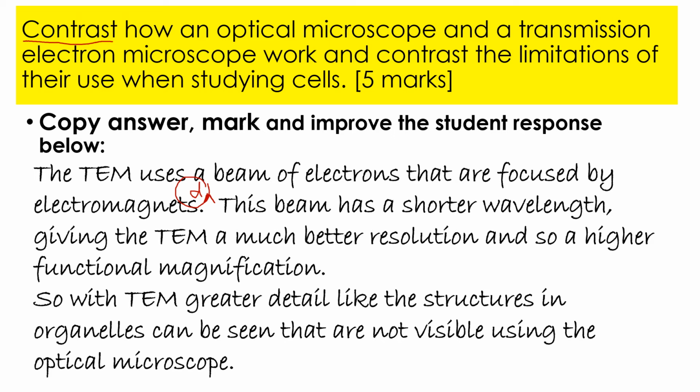This beam has a short wavelength, giving the transmission electron microscope a much better resolution. Now I'm just going to circle that word for you, and so a higher functional magnification. Again, we've not done anything here to contrast limitations, because the limitation is of the light microscope. So we really needed to say the light microscope's got a lower resolution, okay, and so a lower magnification to get that mark point. And of course that's because the wavelength of light is longer.